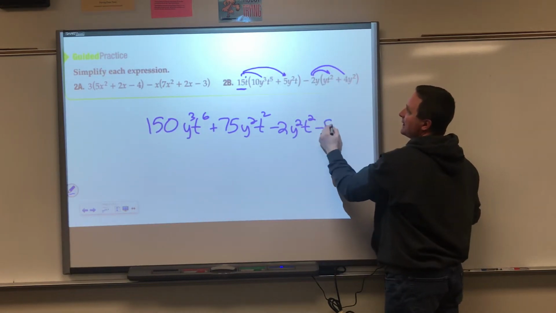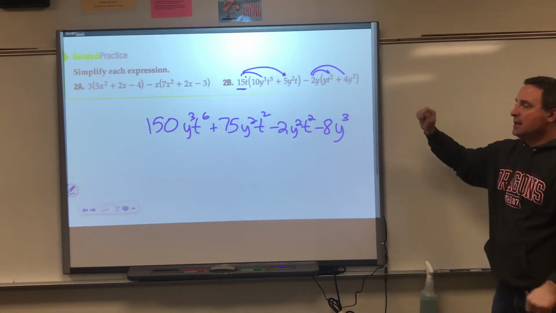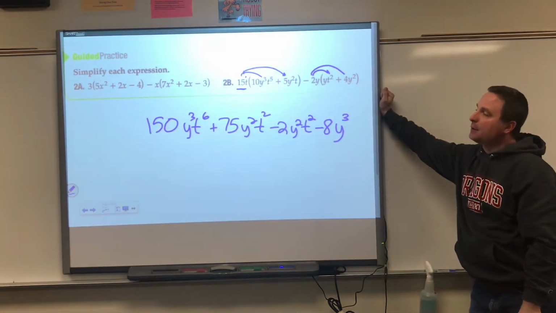And back here I'm going to get negative 8y cubed. Y times y is y cubed. Now here's one that has a couple different variables in it.